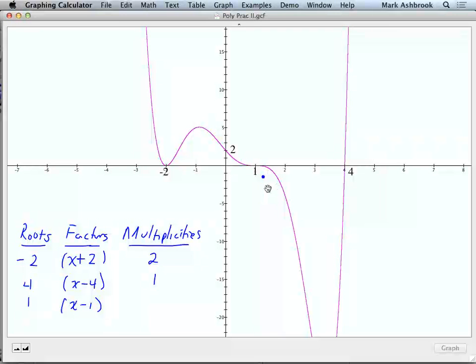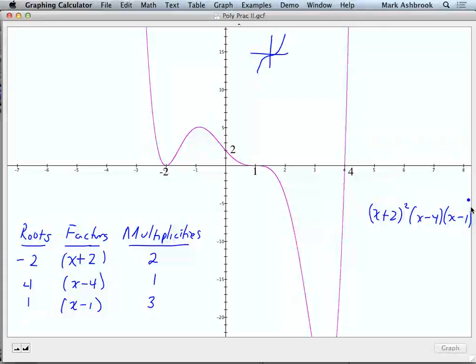Okay, yeah, it does go through, but it doesn't go straight through like a line. Do you see this? It does this thing. You know what x cubed looks like? X cubed looks like that, and that's what's happening there. So it's not going straight through the way that does. So it's 3. Last, is there another root? Nope. So x plus 2 squared times x minus 4 times x minus 1 cubed.